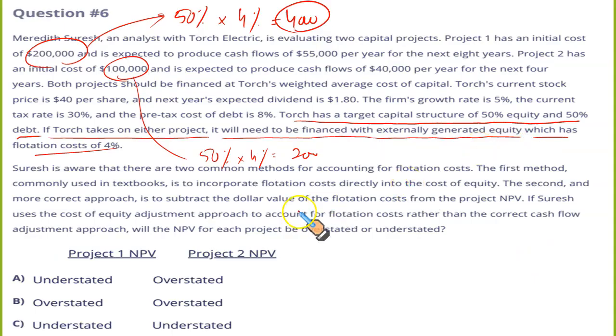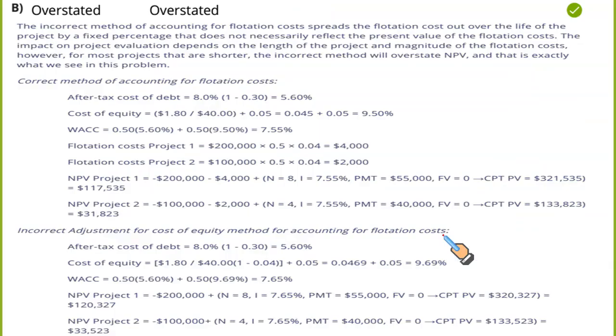That was required. It said, if Suresh uses the cost of equity adjustment approach, the textbook approach, to account for the flotation cost rather than the correct cash flow adjustment approach, will the NPV of each project be overstated or understated? So as we have seen that under his approach, he has overstated both of these NPVs, and that gives B to be the correct option. Overstated, overstated. It's a good question. Makes you understand many concepts at many different levels. Calculating cost of common equity, cost of debt, their weightages, and then calculating the NPVs under two different approaches. A good question indeed. Next.